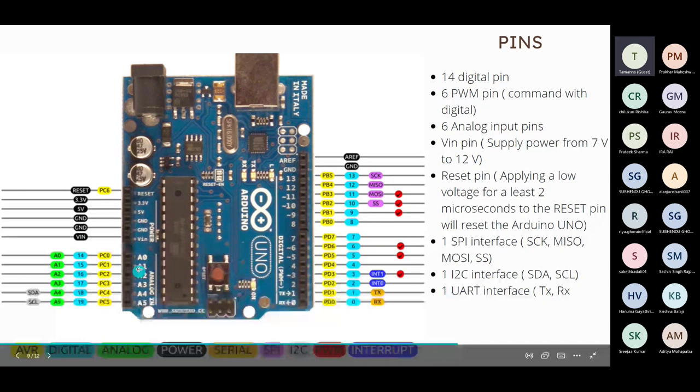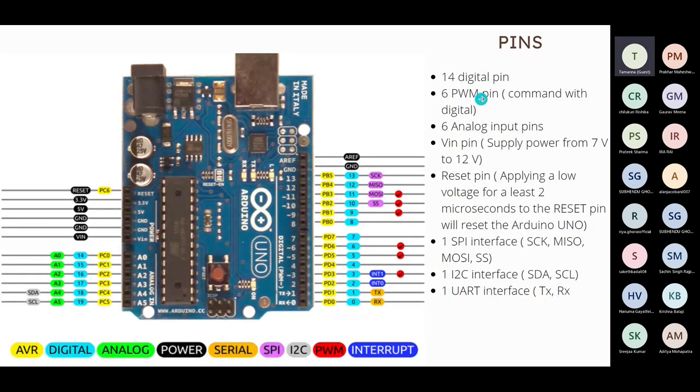And here A0 to A5, they are analog pins. Then there's a V-in pin when we need a power supply of 7 volts to 12 volts. For power supply, we can use this USB port or even this socket. Through this, we get a power supply of 5 volts. Then there's a reset pin. It resets the code. The code starts running from the start.